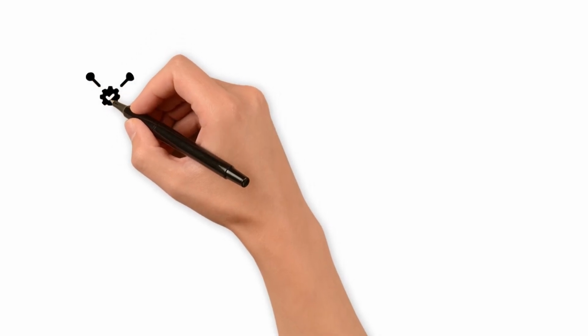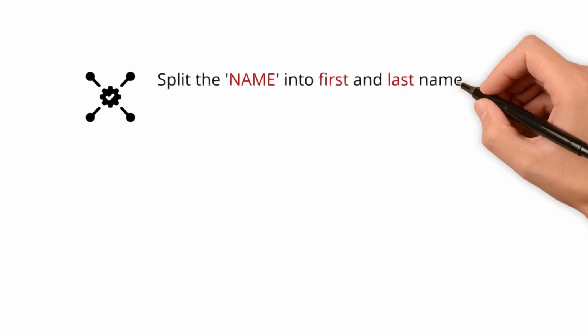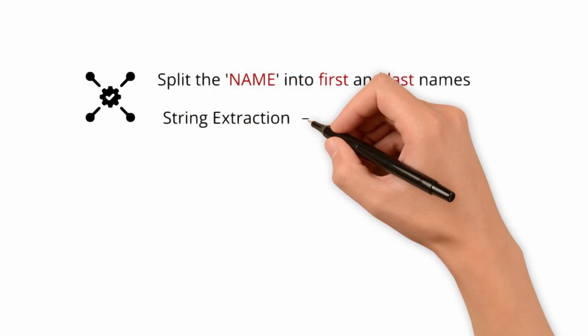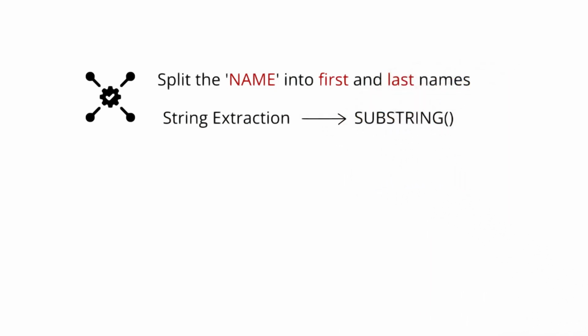Last one under medium complex category. Split the name into first and last names. Again, we are referring to string extraction. So the obvious function to use is substring. Let's use that.